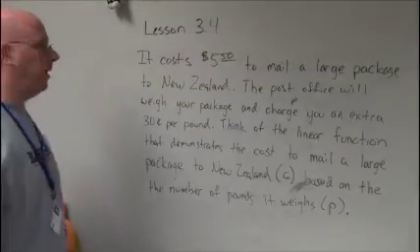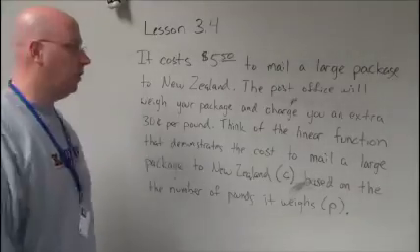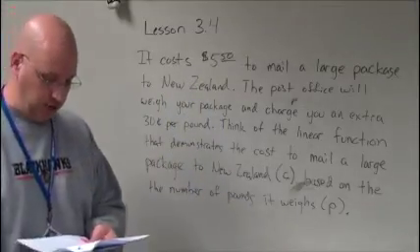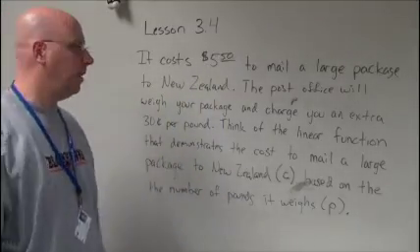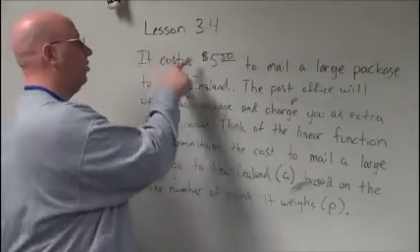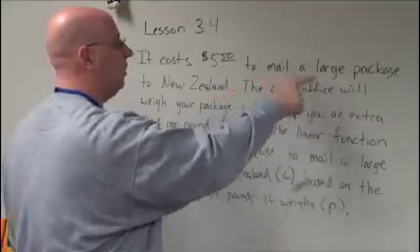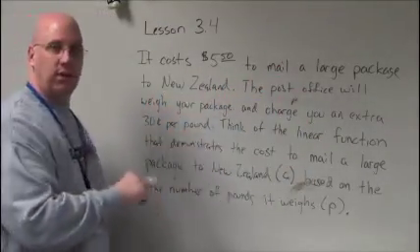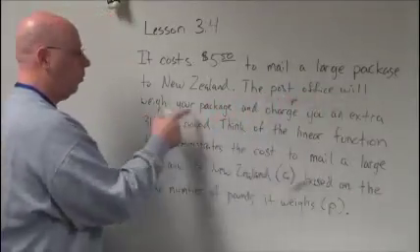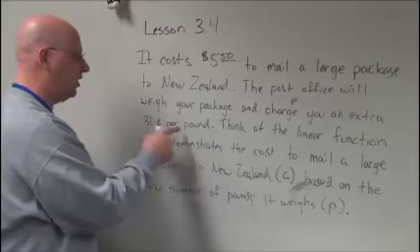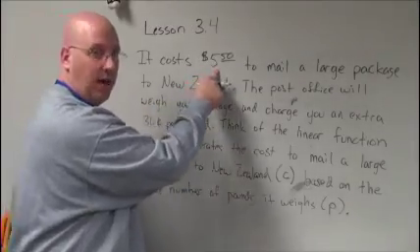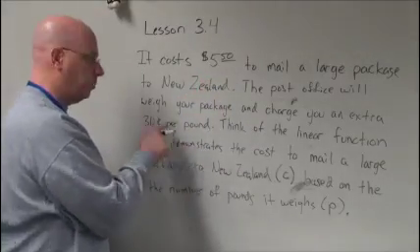Okay, sometimes you are going to be given a problem like this, and you're not going to be given the equation, but you're still going to be expected to find all these different things: your rate of change, your initial value, your dependent and independent variable. So here, let me read the problem to you first. It costs $5.50 to mail a large package to New Zealand. So no matter what, it's going to cost $5.50. The post office will weigh your package and charge you an extra 30 cents per pound. So in other words, this is how much it's going to cost to send it no matter what, and then also 30 cents per pound.